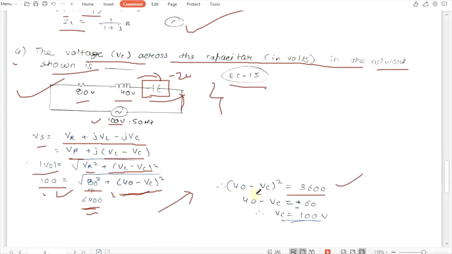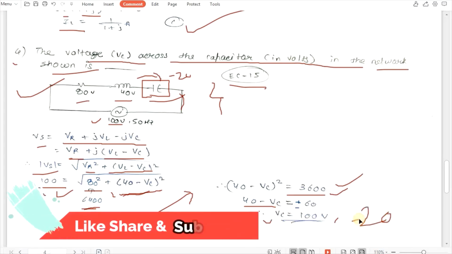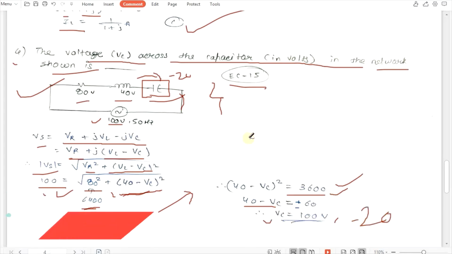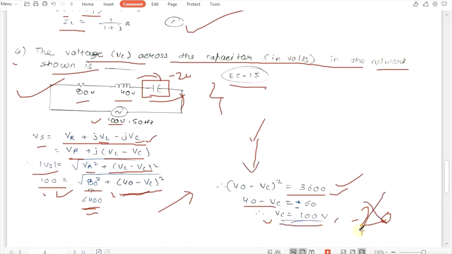So (40 minus VC) the whole squared must be equal to 3600, right? If we take the square root, we will get 40 minus VC equals plus or minus 60. If we solve this, we will get VC equals 100 volt and minus 20 volt. Out of this we have to get one answer. Let me tell you, VR, VL, VC, all these terms are positive real numbers. So the correct answer will be VC equals 100 volt and not minus 20 volt. So note this step: you have to take VC, VR, VL as positive real numbers. Our correct answer will be VC equals 100 volt.